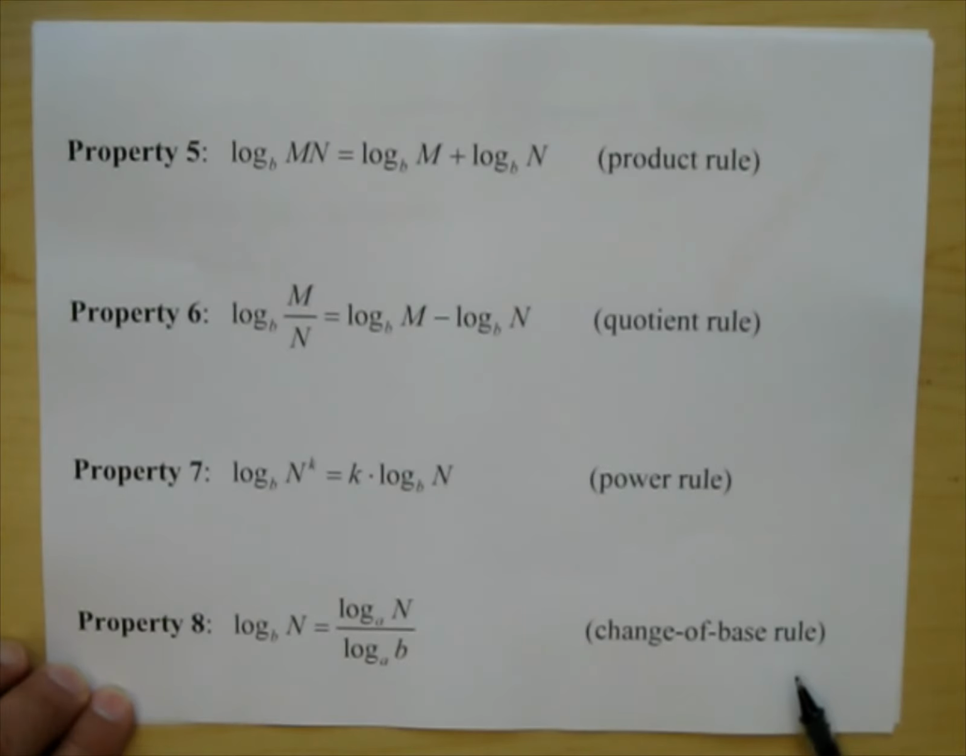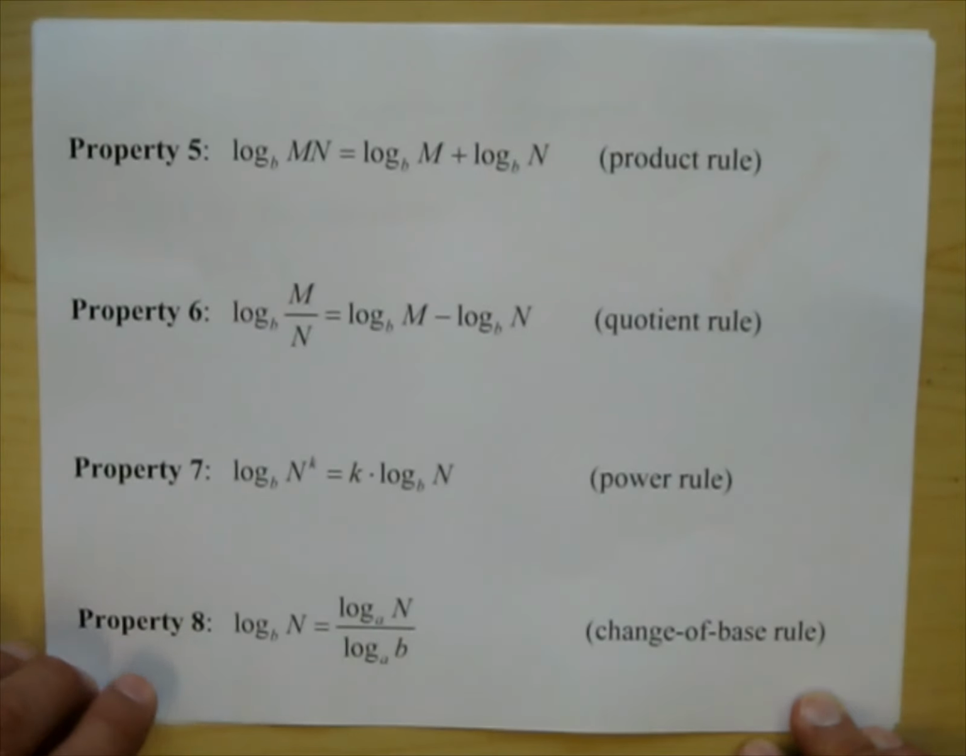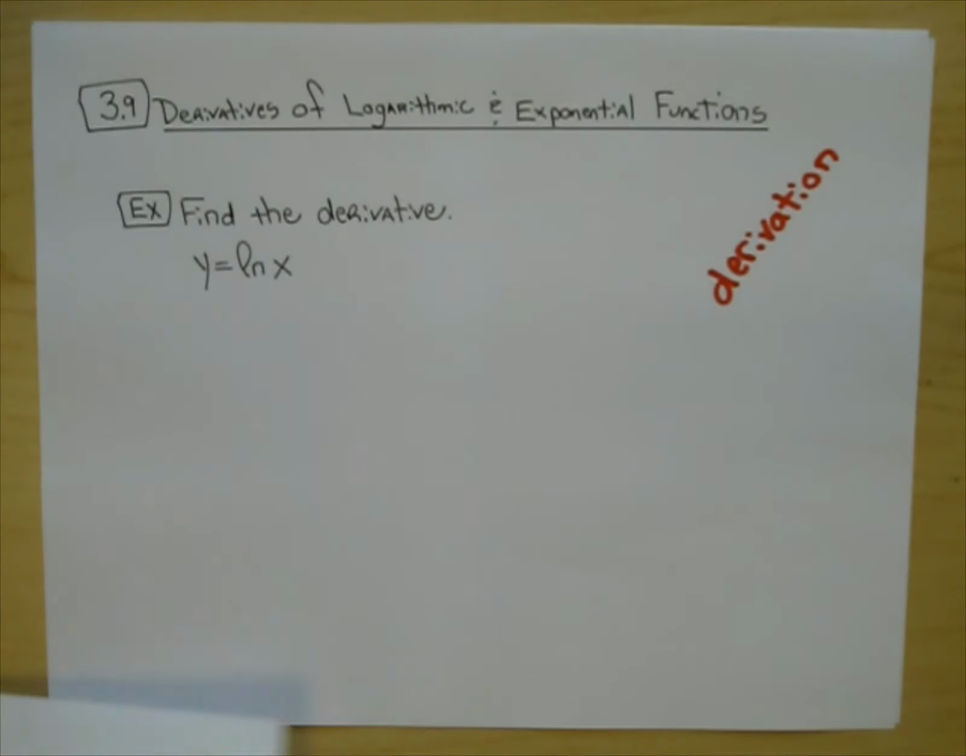And then we have the change of base rule, property 8, where you have log base b of n. If you don't like that base b, you can change it to another base, like base a, by going log base a of n over log base a of b. And these are the 8 properties of logarithms. You want to become familiar with them. We're not going to prove them here; in a pre-calculus class we would go over where they came from. But now we must move on to calculus.